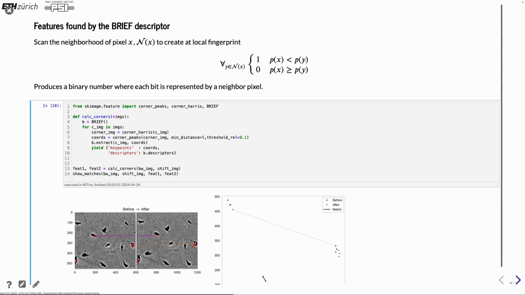With the BRIEF descriptor, we found some common points, and these will then be used for the registration. In some cases we didn't get relevant matches, or sometimes we get matches that don't really make sense. So for example, these two shouldn't be matched, while this one is quite a good match. So we have to do some kind of rejection based on how realistic the distance between these descriptors is.